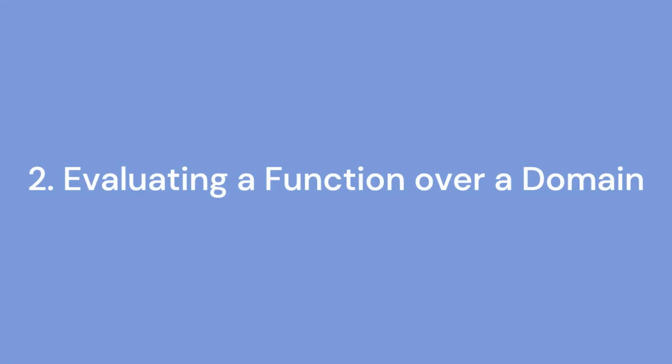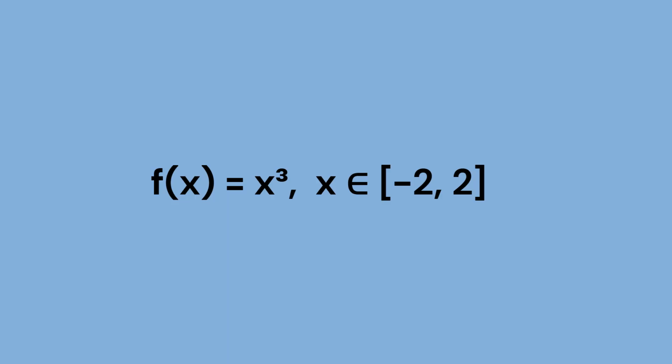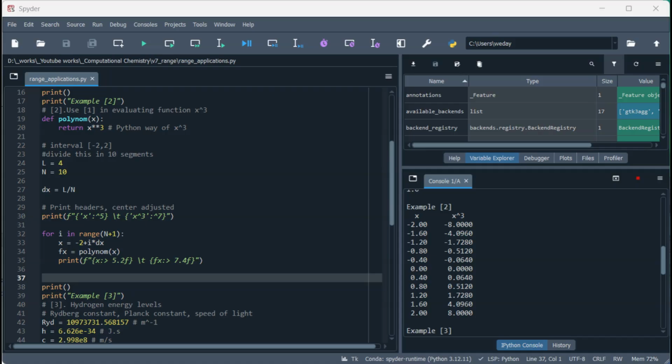2. Evaluating a function over a domain. Let's evaluate the function f(x) equals x cubed over the domain x in -2 to 2. First, we define our function using the double asterisk operator for exponentiation in Python. Define polynom(x): return x**3. We'll divide the interval -2 to 2 into 10 equally spaced subintervals.